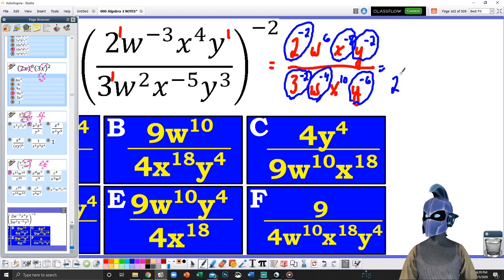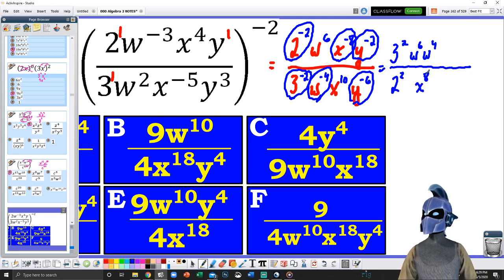So my 2 squared goes to the bottom, my 3 squared goes to the top. Remember to change those exponents to positives. W to the 6th was still there. He did not move. W to the 4th did. He moved up with him. X to the 8th goes downstairs, and that goes with the x to the 10th, which is not going anywhere. Y to the 6th and y squared change places because they both like to move it. They both have negative exponents.